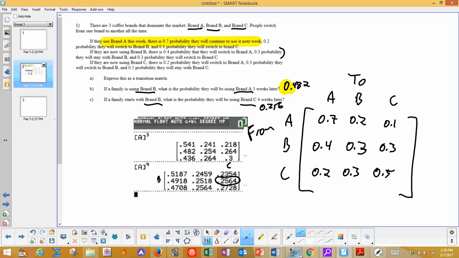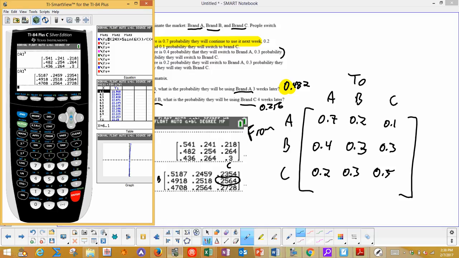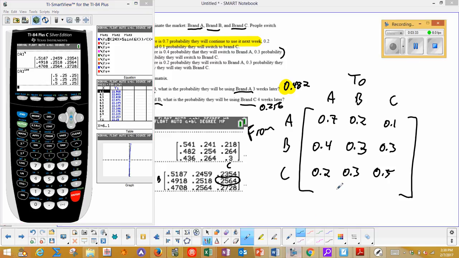In general, if I want to know what's going to happen over a long period of time, I can do matrix A to the 100th. Sometimes you can go too big and it won't work. But there, you can kind of see how this settles out, that 50% of the people will be using A, 25% will be using B, and 25% will be using C. And that's that.